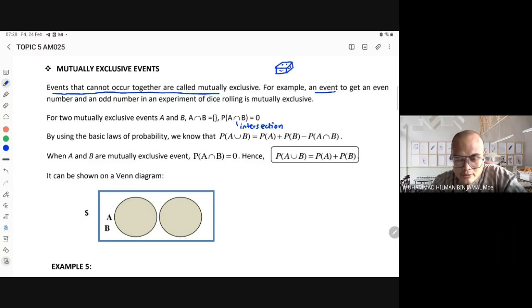Okay, so by using the basic law of probability, so yang ini kita belajar tadi kan, PA union B sama dengan PA tambah PB tolak PA intersect B. So disebabkan mutually exclusive ni, dia punya intersection adalah 0. So kamu punya union, dia tak akan jadi macam ni. Dia akan jadi PA tambah PB sahaja. Okay, sebab kat sini kita dah tolakkan dengan kosong. So kalau dia kata, okay, this event is mutually exclusive event, so maksudnya dia tahu, untuk cari dia punya union, you tambahkan je PA dengan PB. So you tak perlu nak cari dia punya intersection because the intersection is equal to 0.